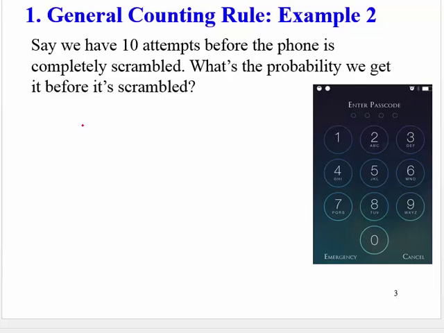Say we have 10 attempts before the phone is completely scrambled. What's the probability that we get it before it's scrambled? Well, our probability of the event is the same idea, which is just equal to, now we have 10 chances out of our 10,000, which is the same as the last probability multiplied by 10. So we have 0.001, or a 1 over 1,000 chance.